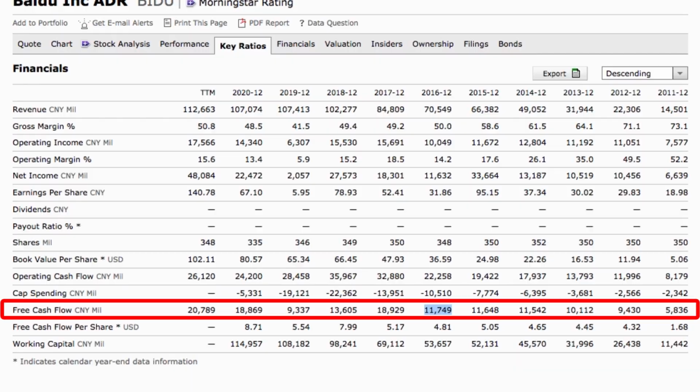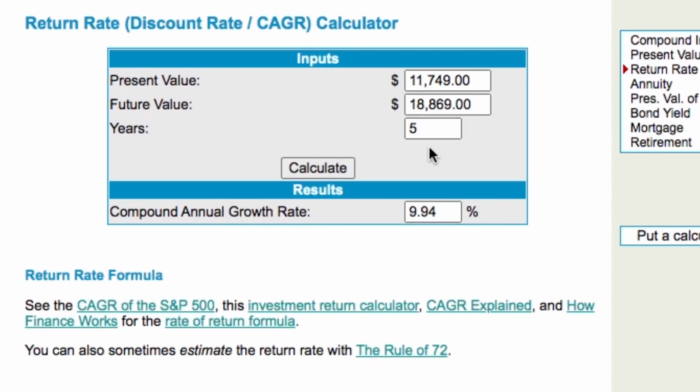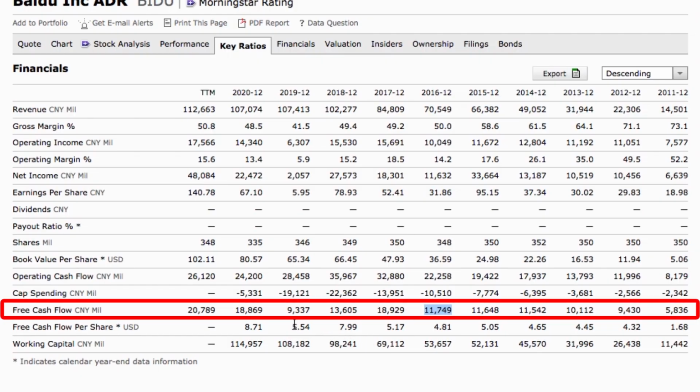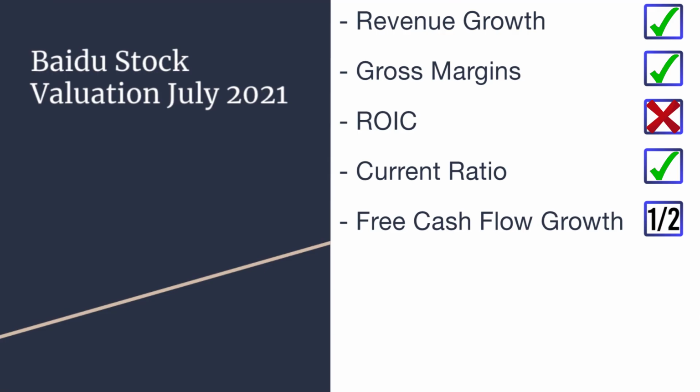So let's go to a compound annual growth rate calculator. I've put in the 2016 number and the 2020 number over the last 5 years, and it has grown at about 10% according to this calculator. So maybe 10%. I'm happy enough with that at the moment, but it's not great. This is a bit inconsistent, and I would want to maybe wait another year to make sure the pandemic isn't really affecting this free cash flow growth, but that's how you look for that number. So we'll give it a half mark.